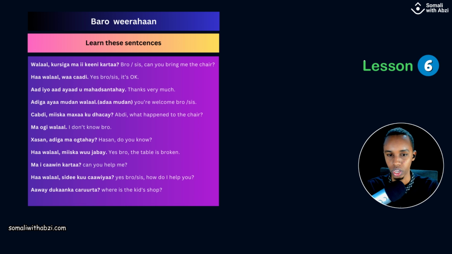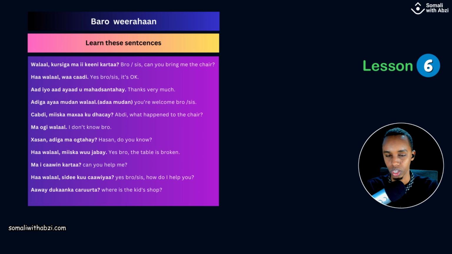It's just fine. We learned kursi, so kursiga, the chair. Ma ii keeni kartaa. Ma is a question word, ii is me. Keeni kartaa, that shows it's a question. Walaal kursiga ma ii keeni kartaa.